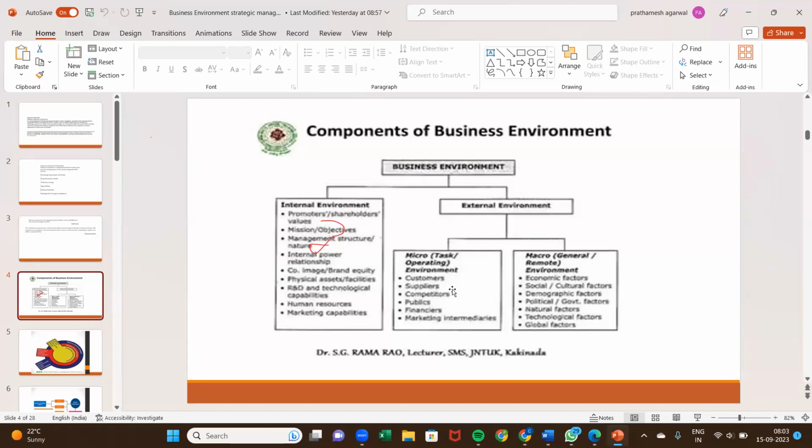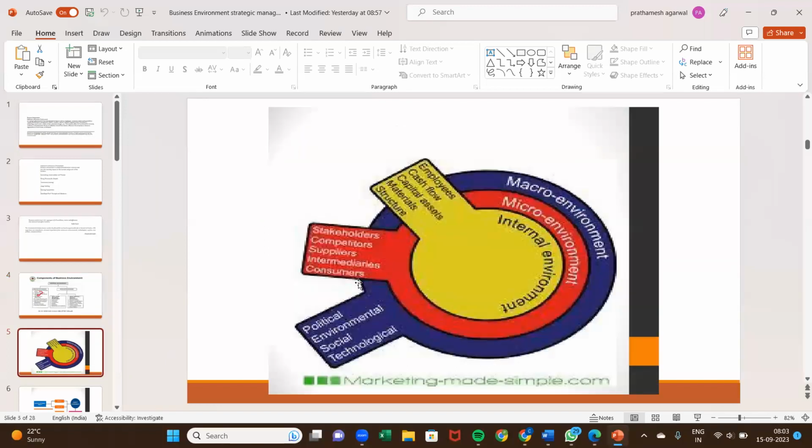In the micro environment, we have customers, suppliers, competitors, publics, financiers, and marketing intermediaries. Then in the macro environment, we have economic factors, social and cultural factors, demographic factors, political or government factors, natural factors, technological factors, and global factors. All right.